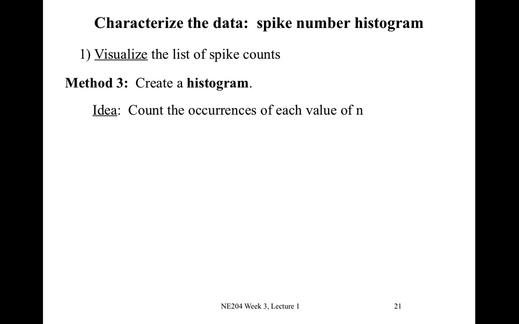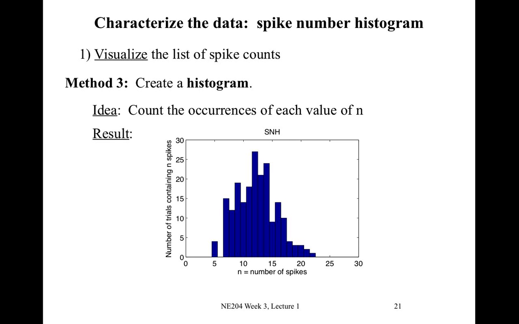And the idea is to count the occurrences of each value of n, or of each value of spike counts. And here's the result. Notice the axes in this case. On the vertical axis, we have the number of trials containing n spikes. You can think of this as counts. And on the horizontal axis, we have the number of spikes that we observe, which can range, let's say, from 0 to 30 as we've chosen here. We've put in a title on the plot, SNH, spike number histogram.